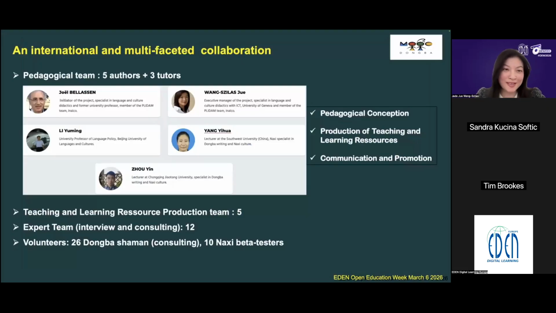So this teaser can give you a general idea of what the Dongba MOOC is like. The Dongba MOOC project is not only an international collaboration, but also a multifaceted collaboration involving scholars, instructional designers, Dongba priests, students, and Nashi volunteers. Members of the Nashi community played a key role in consultation and content validation. That is very important for us. It's impossible for me to name all contributors, but we can see that the project is a co-production of knowledge across cultural and institutional boundaries.